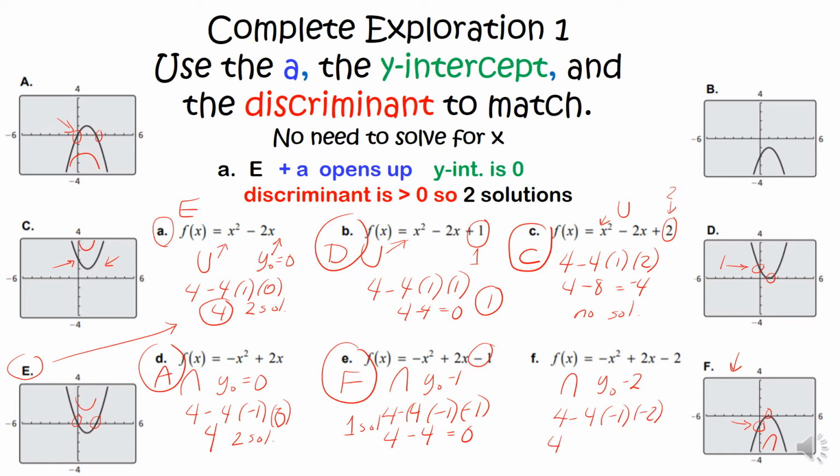So it's 4 minus 8. So that's negative 4. So that is no solutions. So we're looking for a sad face graph. Here we are at B with a y-intercept of negative 2. And so that answer is B, and it's sad facing and no solutions.